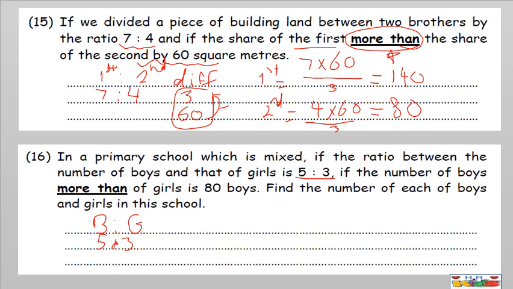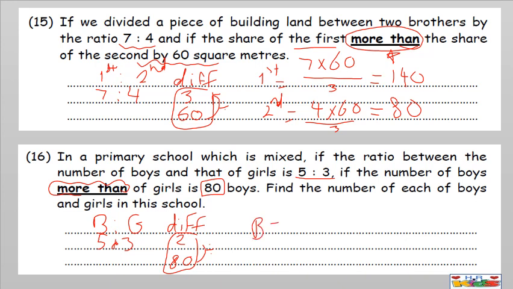Okay. If the number of boys more than girls is 80. Mr. Mohamed told us, when we have "more than", what do we do? Difference. So 5 minus 3 equals 2, and under it is 80. We agreed that these two numbers are the ones we use with multiply and divide.